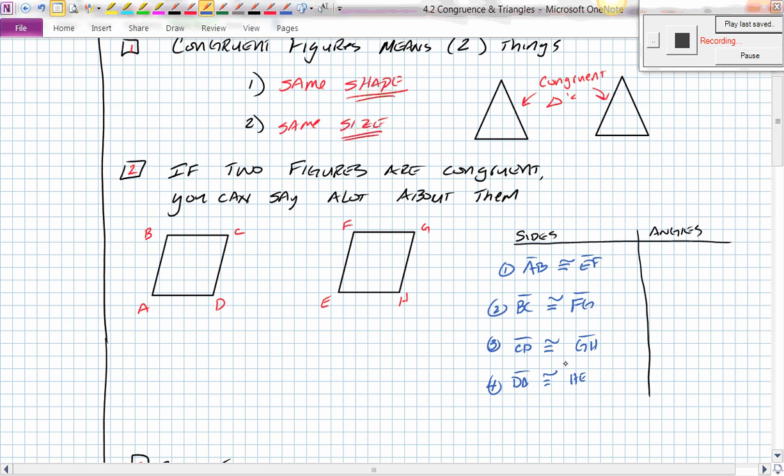Look at all these things that I can say just about the sides. Now I can do the same thing with the angles. I can say angle A is congruent to angle E. Angle B congruent to angle F. Angle C congruent to angle G. And angle H congruent to angle D. So look, I can say 8 things about this particular figure if I know that they are congruent. All the sides are the same, all the angles are the same, same shape, same size.